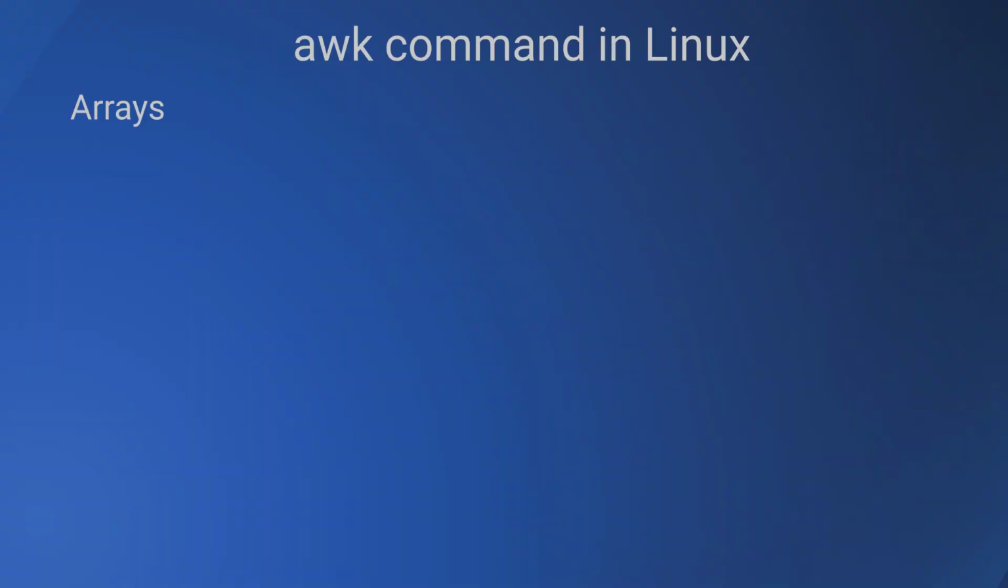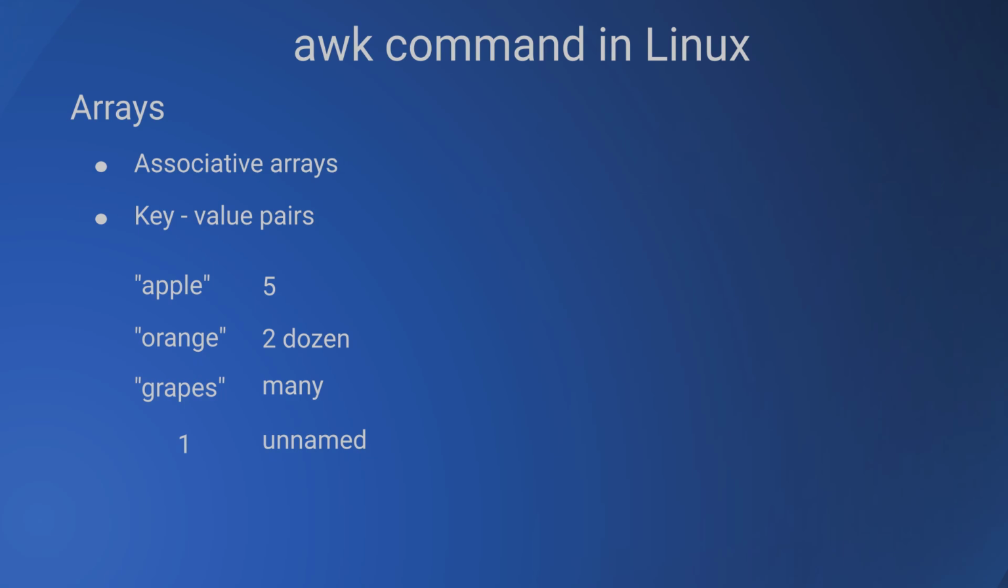Like most programming languages, awk provides arrays. The arrays in awk are very different from arrays in C language. There is no declaration for arrays, and the size of an array is not prefixed. And most importantly, the array index is a string. It can be any valid string. Awk arrays are associative arrays, a collection of key value pairs. For example, an array may contain apple 5, orange 2 dozen, grapes many, 1 unnamed. This is just to show that any string can be the index.